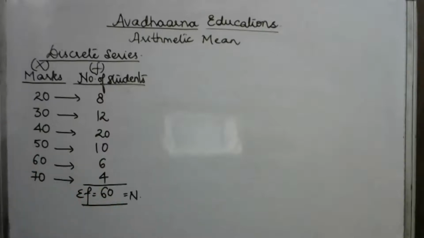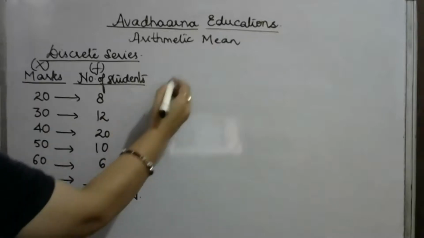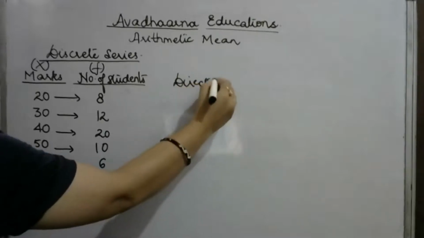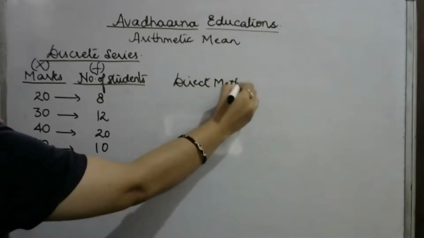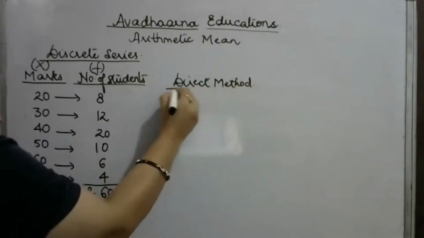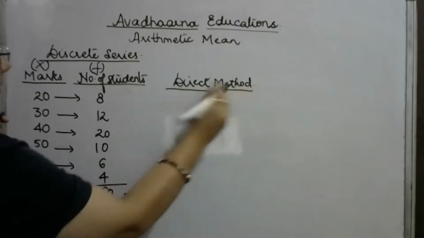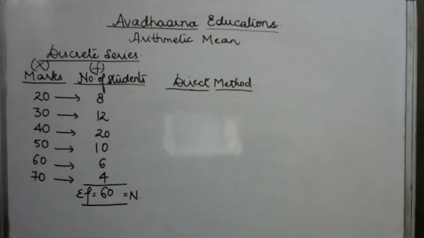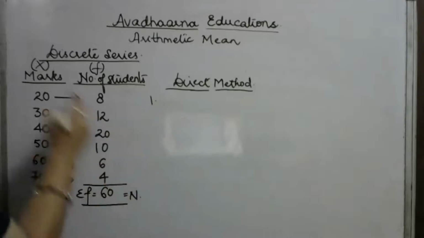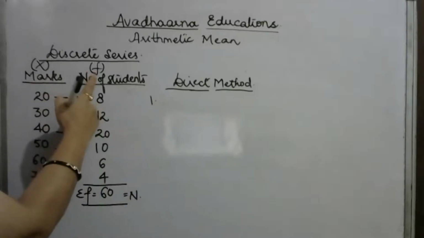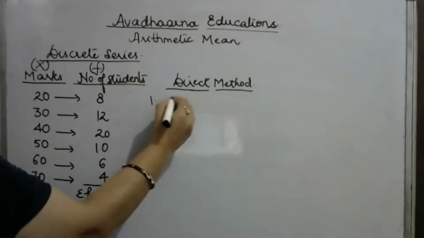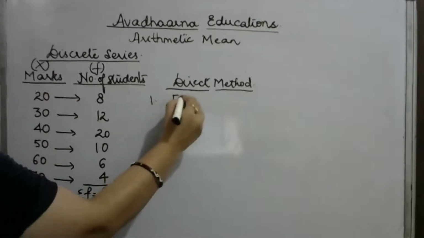Now, let us learn how to calculate the arithmetic mean in case of discrete series by direct method. First, we are going to write the algorithm and then we will proceed towards solving this question. Now, the algorithm or the steps to be followed for calculating arithmetic mean by direct method are: first step, we will multiply the frequencies with the x variable. So we are going to take fx.